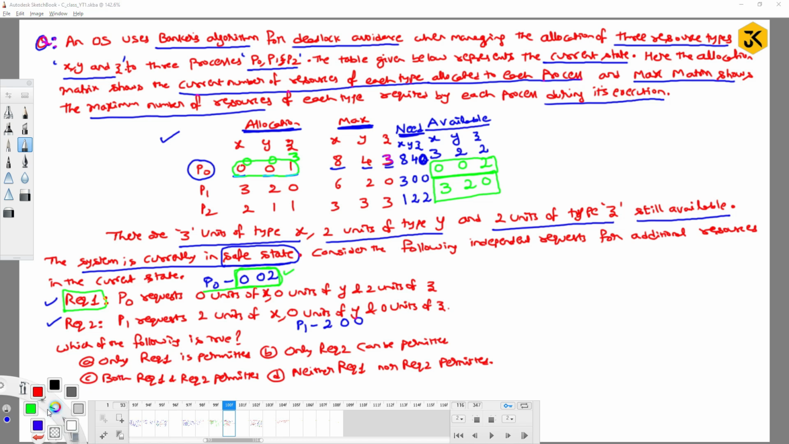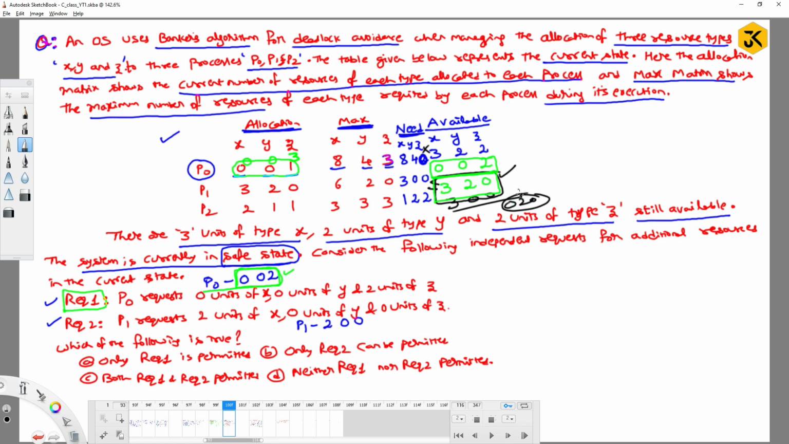So now try to check. Availability so far is 3, 2, 0. Can it satisfy anything? The first one is not satisfied. The second one, 3, 0, 0 is less than or equal to 3, 2, 0. Yes. When it is satisfied, what do we generally do? We allocate it, so we subtract 3, 0, 0 from here. So now availability is 0, 2, 0.